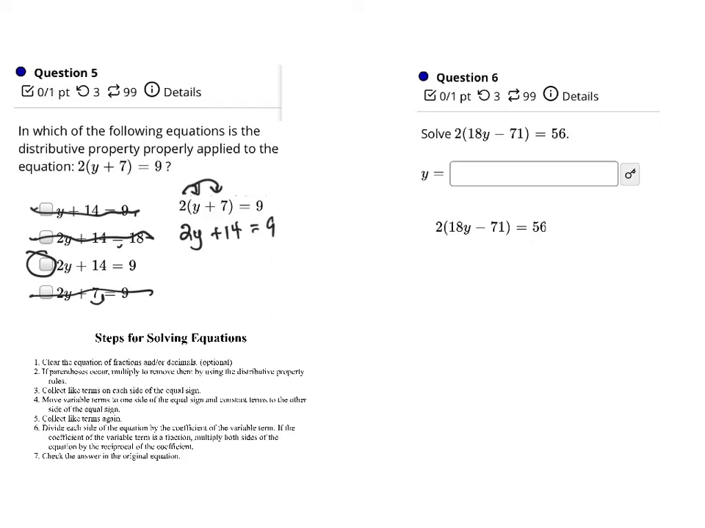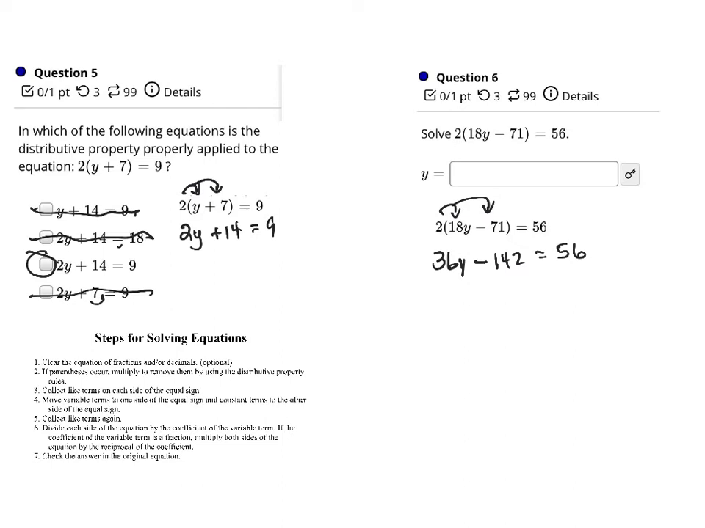I have the steps on the bottom here. So now we're going to work a problem with distributive property. There's no fractions, there's no decimals, so we're going to get rid of our parentheses first. So those are the steps. Parentheses, we're multiplying the 2 times everything in the parentheses after it, just what's in the parentheses beside it there. So 2 times 18y would give us 36y. 2 times negative 71 would give us a negative 142. Check my math. Equals 56.